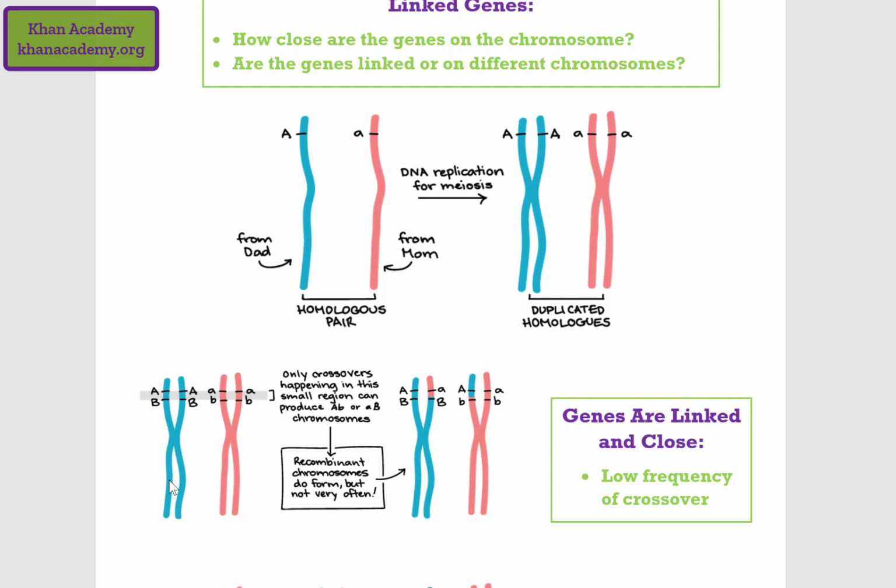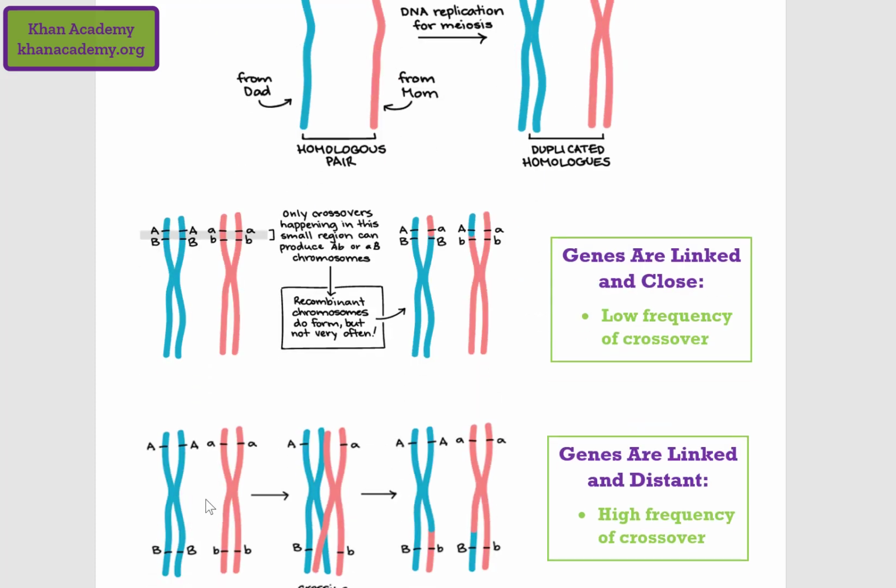And when genes are linked, the way that we can determine if genes are linked and then how close together they are on a chromosome, you can begin to determine the distance between two genes on a chromosome by looking at the gametes themselves.